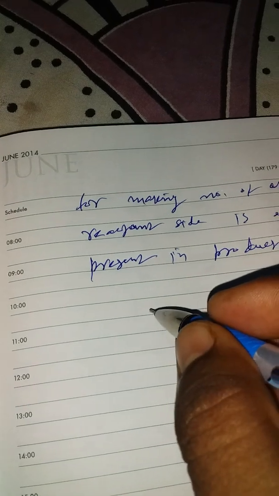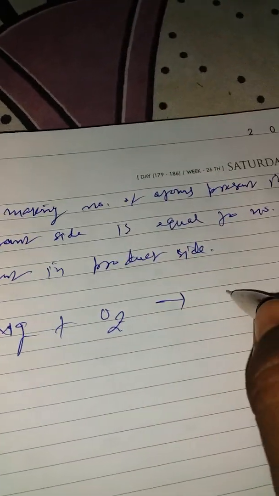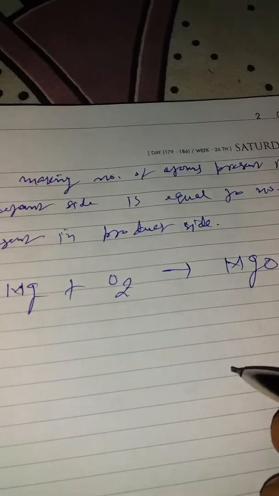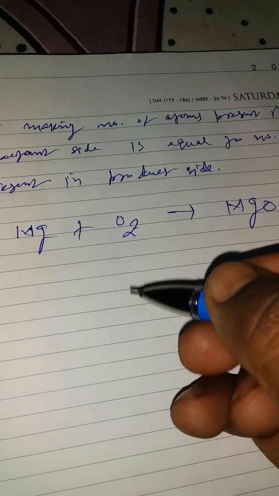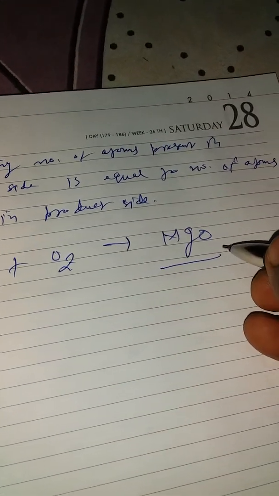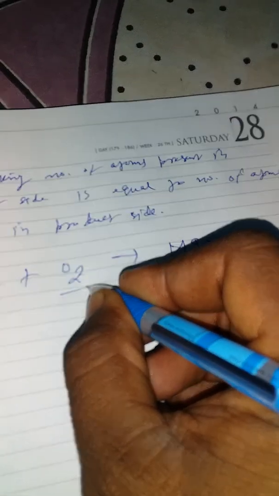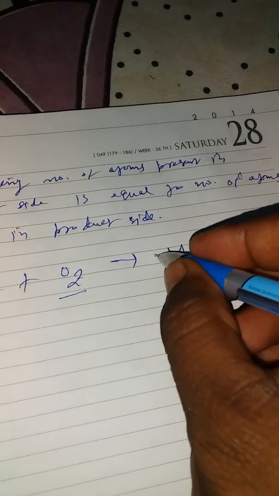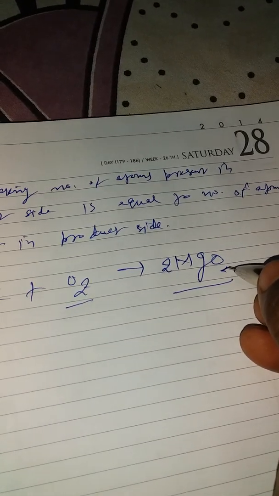So previously we saw in the form of a chemical equation Mg plus O2 forms MgO, and it is an unbalanced chemical equation. Therefore, how can we balance it? We balance such a type of chemical equation by the hit and trial method. In the product side, we see that the number of oxygen atoms is 1, while in the reactant side the number of atoms is 2.